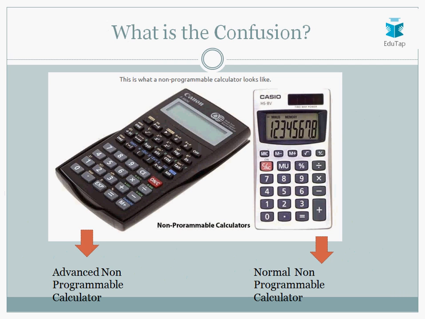Now, what is the confusion? As we discussed, people think that the calculators on the left hand side of your screen are not allowed in the Grade B exam because they are advanced calculators. But as we discussed, these are advanced calculators but are still non-programmable calculators. The ones on the left hand side of your screen are allowed in the RBI Grade B examination.